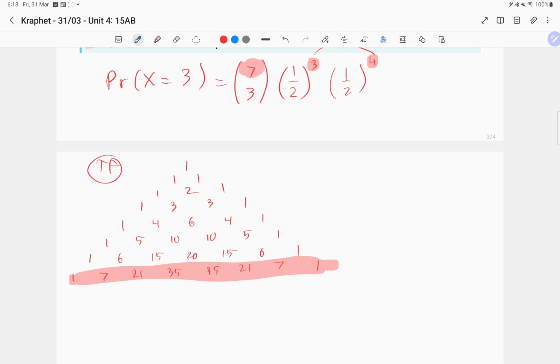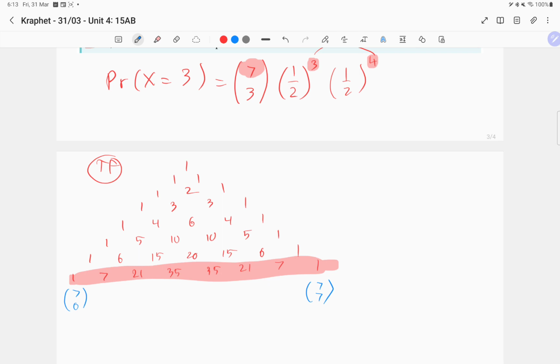Remember, the first one represents what? 7, and you choose how many? 0. And the last one will be 7 choose 7. That's why, right? If you don't want to choose anything out of 7, there's only one way.